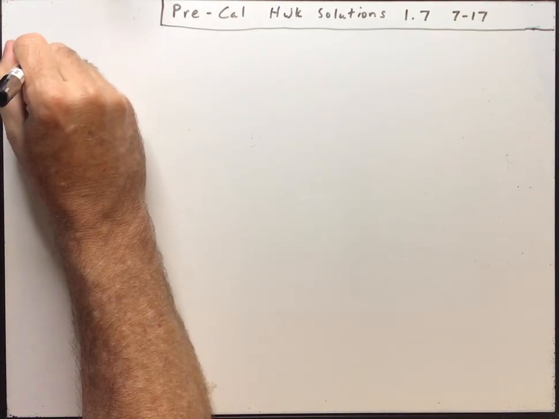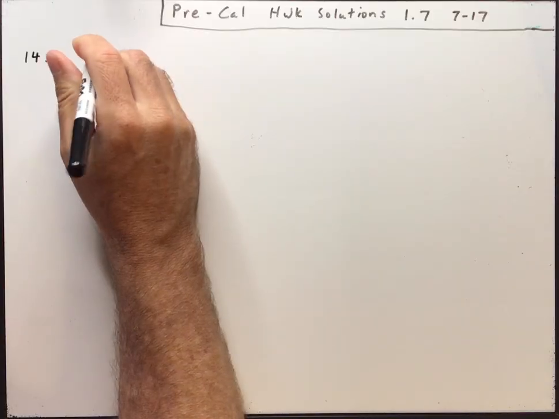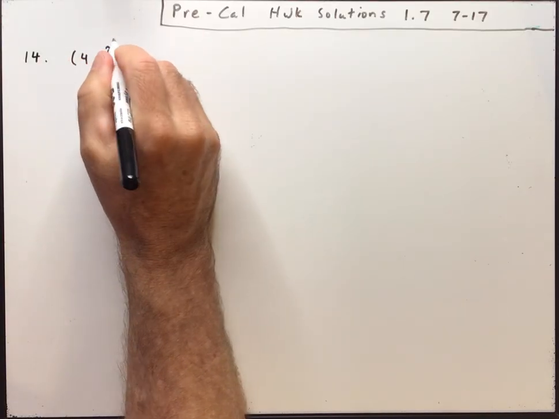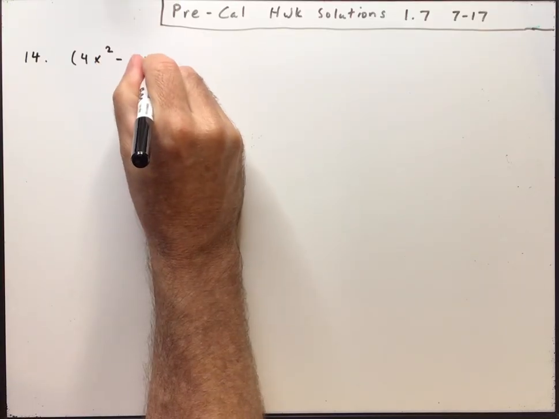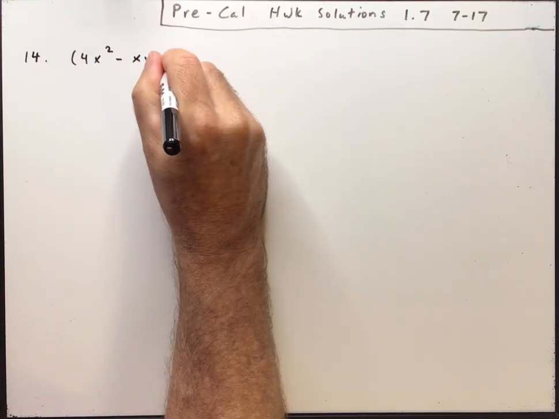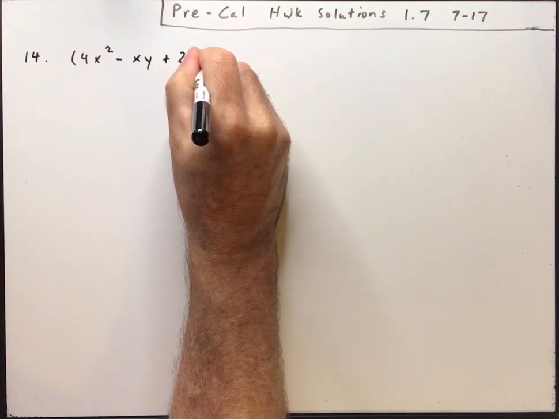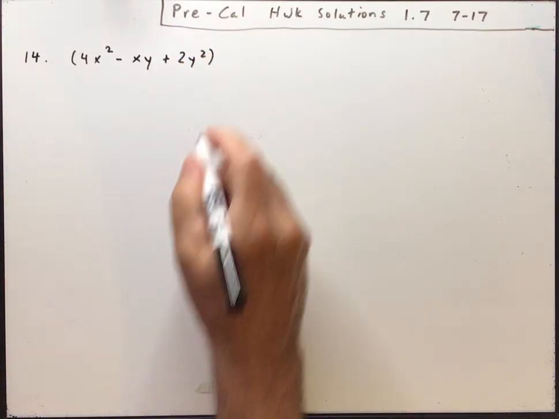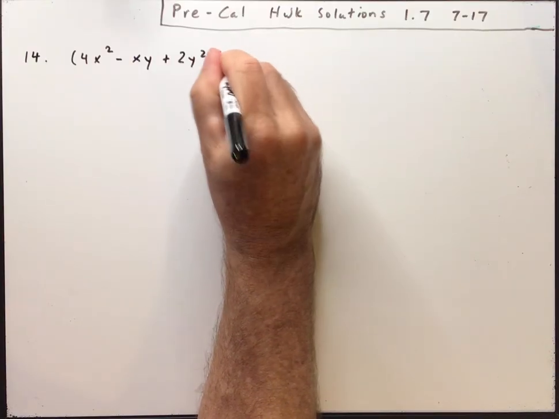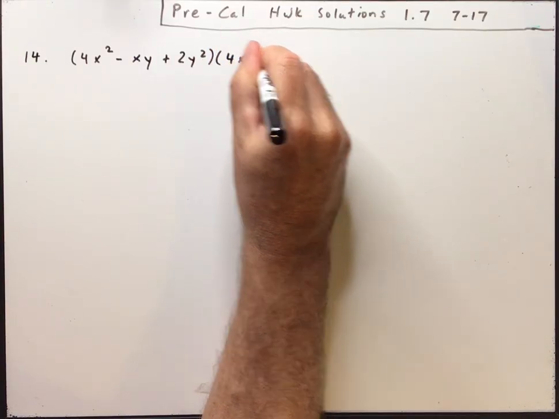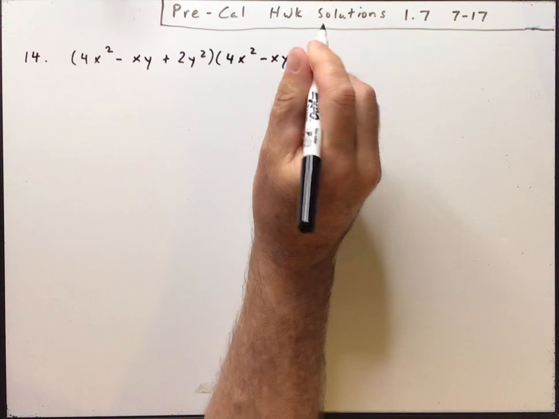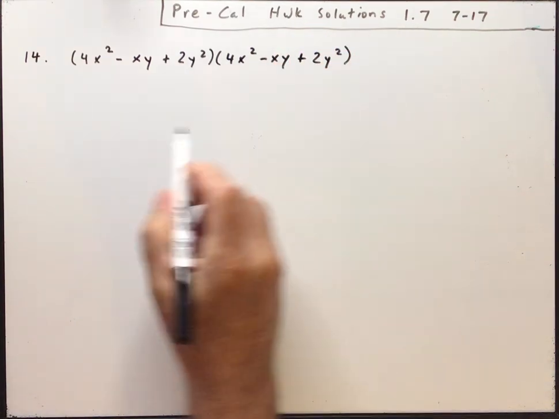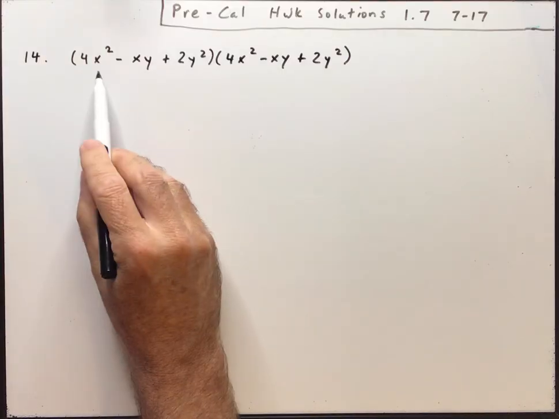So 14, we want to expand 4x squared minus xy plus 2y squared, and it's all squared. So that's the same as multiplying it by itself. So I'm just going to write it again. 4x squared minus xy plus 2y squared. And so we're going to have, just like the last one, 9 terms.